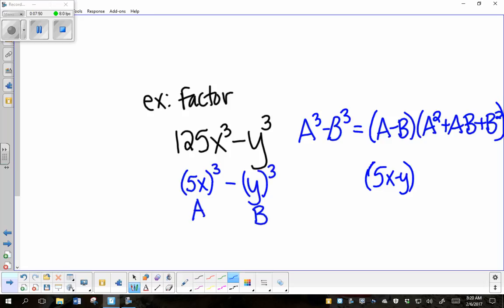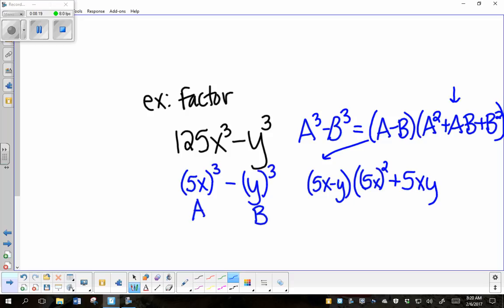I'm going to move this over because I'm not going to have room here. Sometimes these take up a lot of room. So I'm doing a minus b, 5x minus y, starting over here. And then I've got a squared, so that's 5x squared. I'm going to write that out right now. If you already know what 5x squared is, you can write that in there. I just want to show you what I'm doing. Plus ab, so 5x times y, that's just 5xy. I'm just multiplying those a and b together. Plus b squared, so plus y squared.